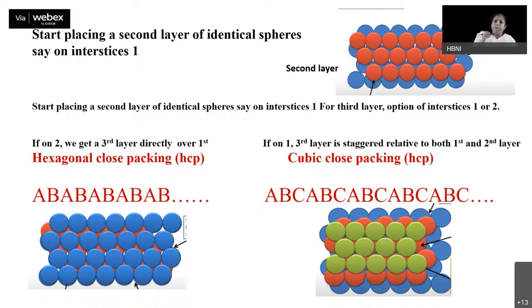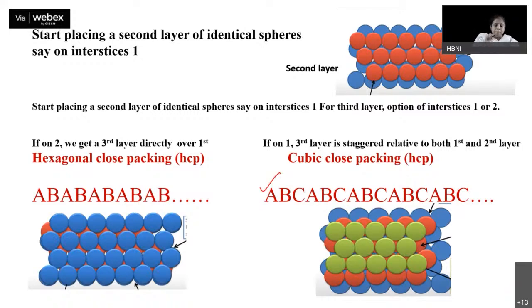Now, when we place the third layer, all of you know that very nicely. The second layer was placed on triangle marked 1. If I place the third layer again on 1, then what you will get is the CCP packing. That is the configuration of layer 1, layer 2, layer 3, and the configuration of layer 1 would be repeated only at layer 4. So it is what we also call the very famous ABC, ABC, ABC packing.